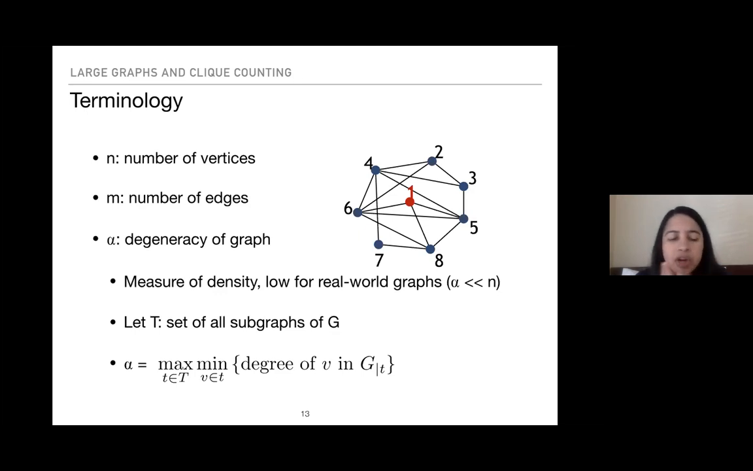To define it more formally, if we let capital T be the set of all subgraphs of G, then the degeneracy is simply the max of the min degree over all of these subgraphs. So for the purpose of this talk, it just suffices to know that this is a measure of how dense the graph is.